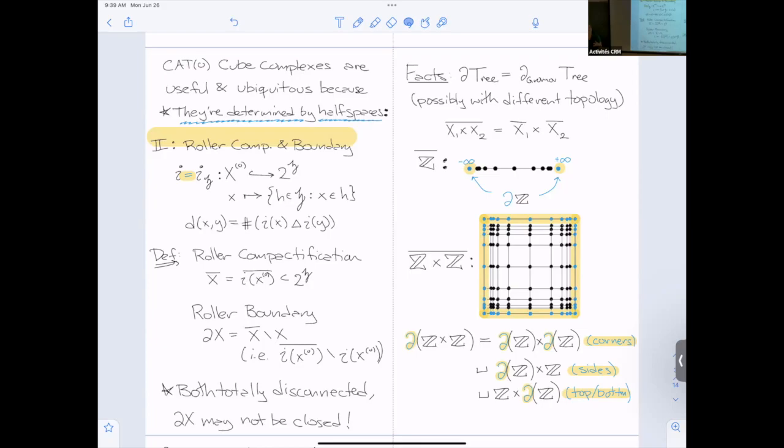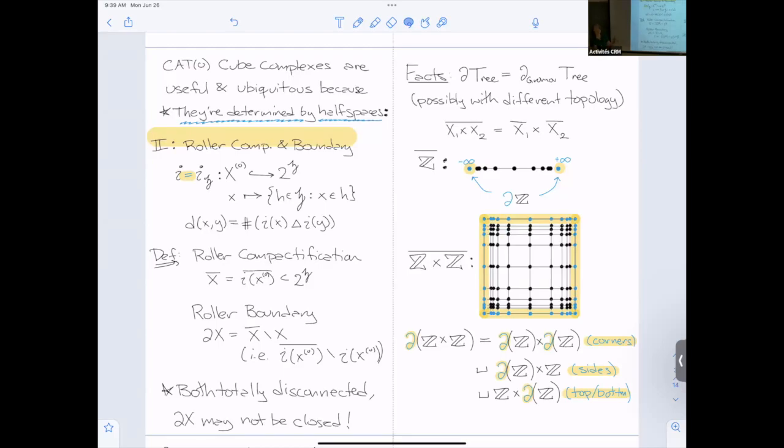So some facts about this compactification and boundary. If I have a tree, then the roller boundary, notice that I don't put a decoration on my roller boundary since it's my favorite boundary. Other boundaries will come up and they will have decorations, but not the roller boundary. So the roller boundary of a tree will be its Gromov boundary. However, the topology may be different, again, if it's not locally compact.